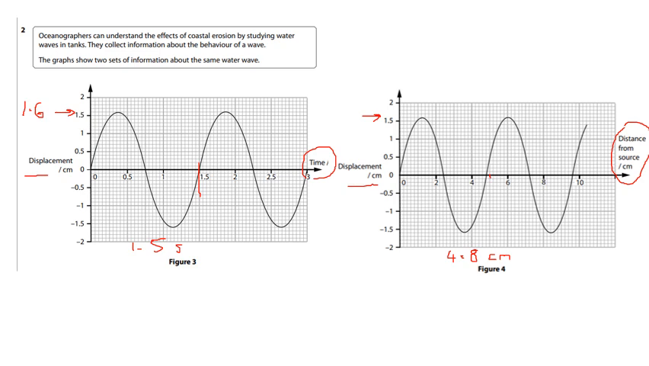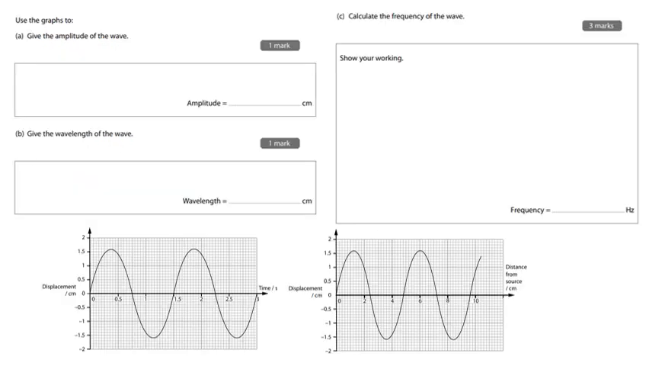Now let's have a go at the questions. First of all, use the graphs to give the amplitude of the wave. Well, as I said, I've already done that. The amplitude is 1.6 centimeters. The mark scheme says plus or minus half a square. So if you said 1.55 to 1.65, you'd be okay. If you said 1.5, then no, you'd get it wrong. Give the wavelength of the wave, and the wavelength we said was 4.8 centimeters.